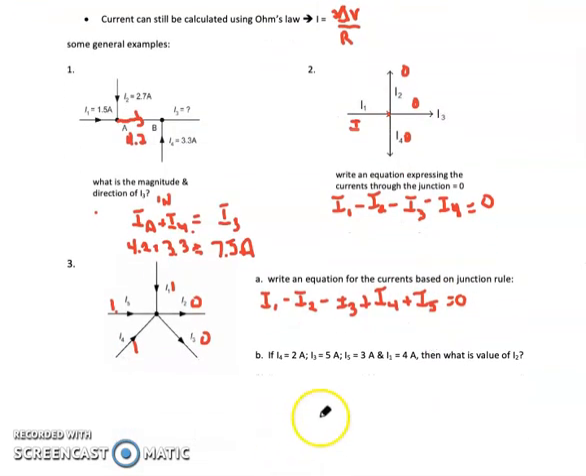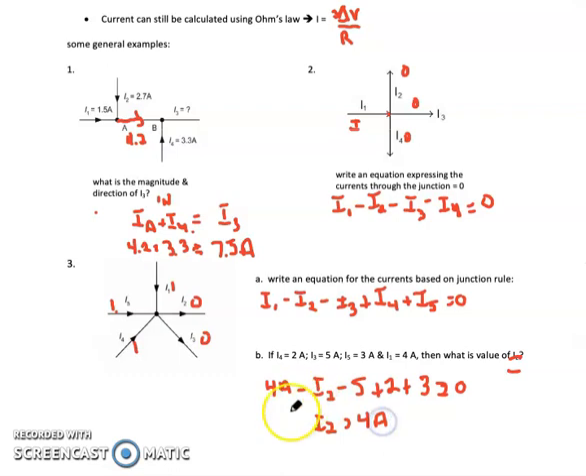Now I could actually give values. So let's go through. I want to find what the value of I2 is, given all the others. So I1 is 4 amps, minus I2, that's what we're looking for, minus I3, which is 5, plus I4, 2, plus I5, which is 3, equals 0. I'm not going to put the units anymore. So if I solve for I2, I believe I get 4 amps. All right, I'll let you check that out.